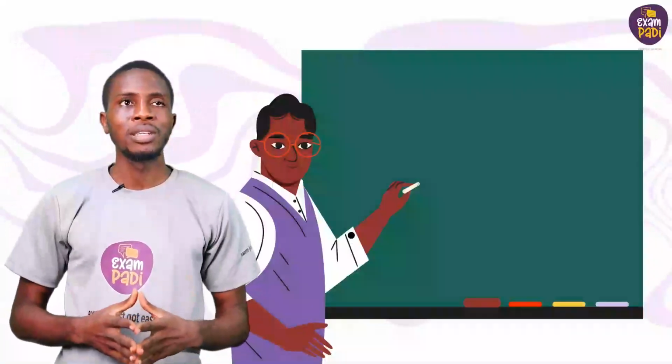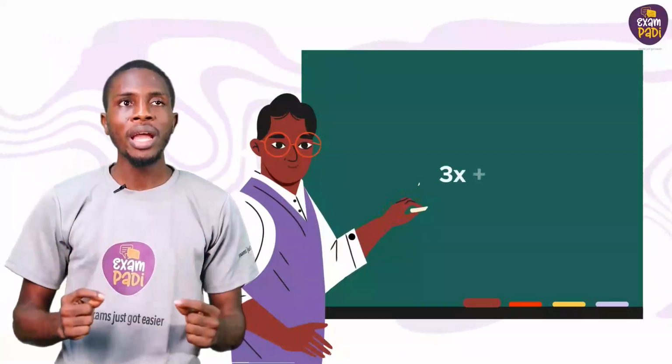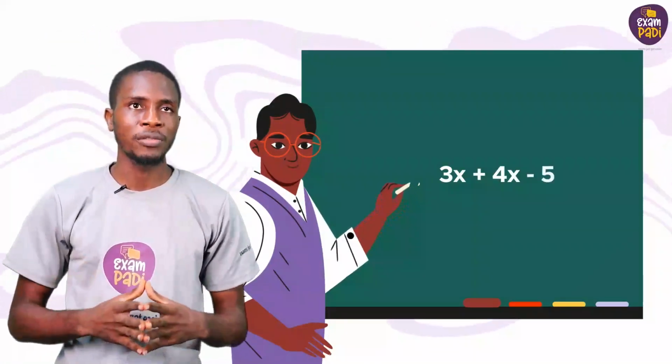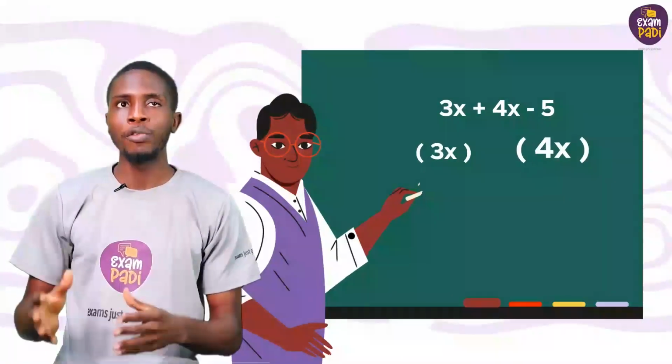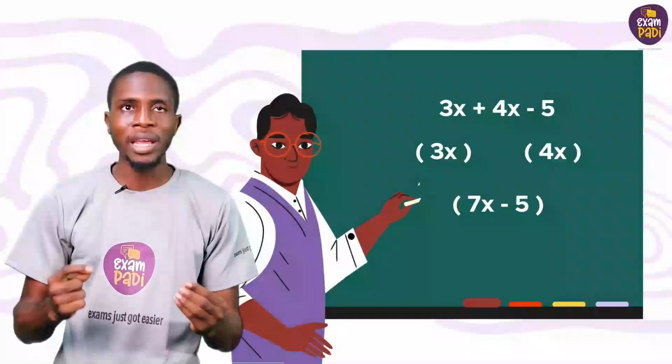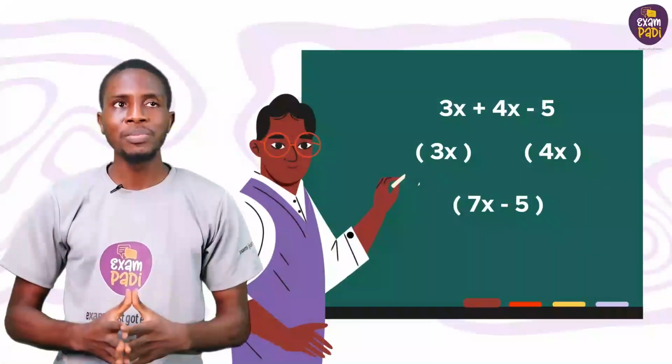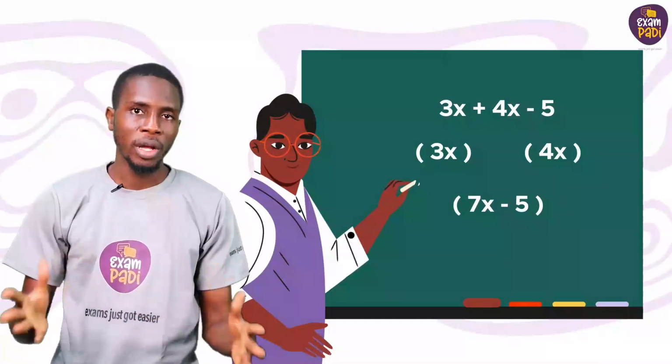For instance, in the expression 3x plus 4x minus 5, you can combine the like terms 3x and 4x to get 7x minus 5, which is the simplified form of the original expression.